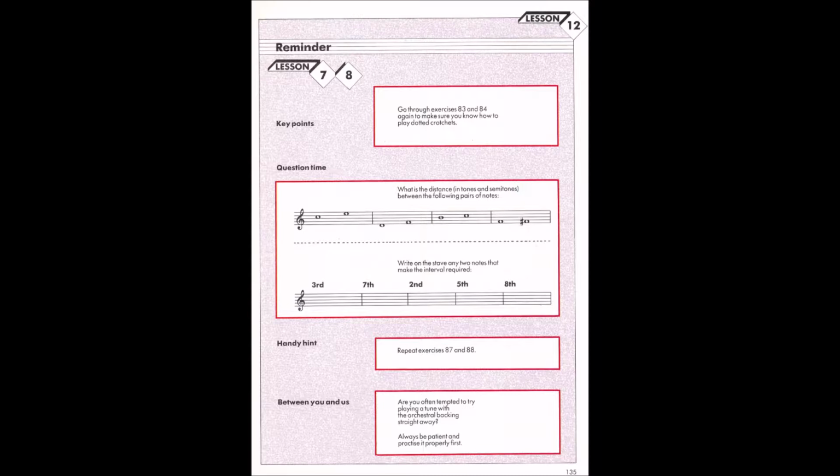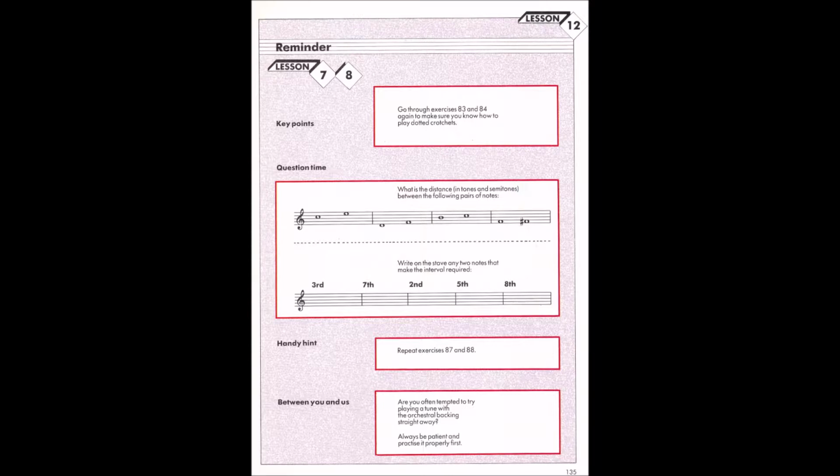As for the second question, which asks you to write down notes corresponding to the intervals given for each bar, there are obviously several correct answers. For the interval of a third, for example, you could have written C and E, D and F, E and G, and so on. For the interval of a seventh, C and B, D and C, E and D, etc. And for the interval of a second, B to C, C to D, E to F, and so on. Intervals of a fifth include C to G, D to A, E to B, etc.